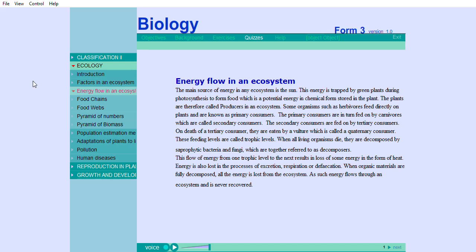This flow of energy from one trophic level to the next results in loss of some energy in the form of heat. Energy is also lost in the processes of excretion, respiration, or defecation. When organic materials are fully decomposed, all the energy is lost from the ecosystem. As such, energy flows through an ecosystem and is never recovered.